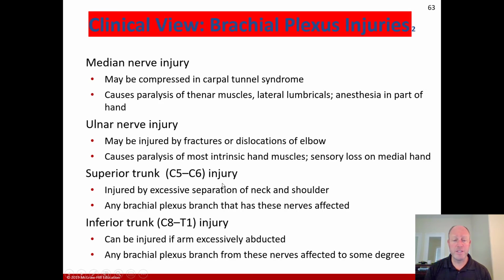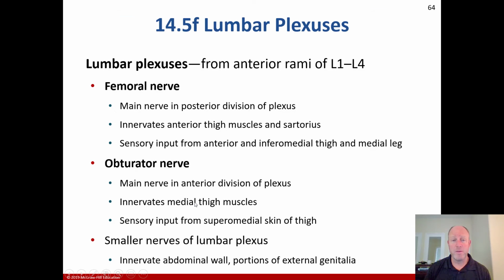Superior trunk C5 to C6 injury is caused by excessive separation of the neck and the shoulder. Any brachial plexus branch that has these nerves is affected. And the inferior trunk can be injured if the arm is excessively abducted, bringing it out to the side too far. Any brachial plexus branch from these nerves is affected to some degree.